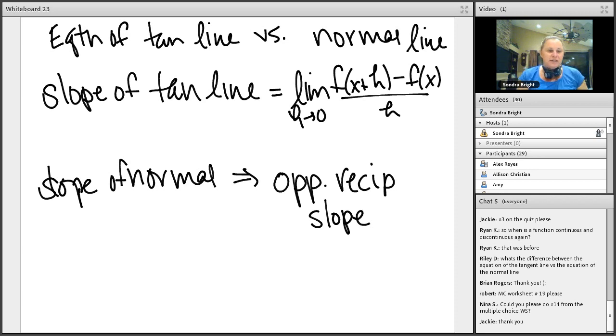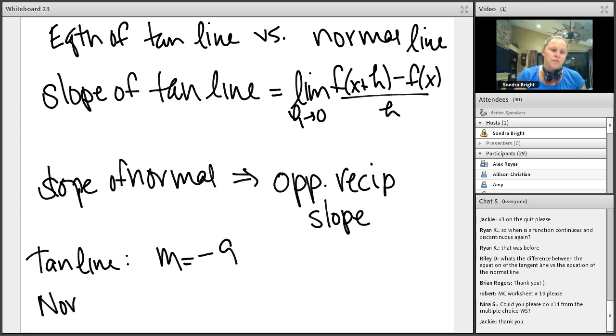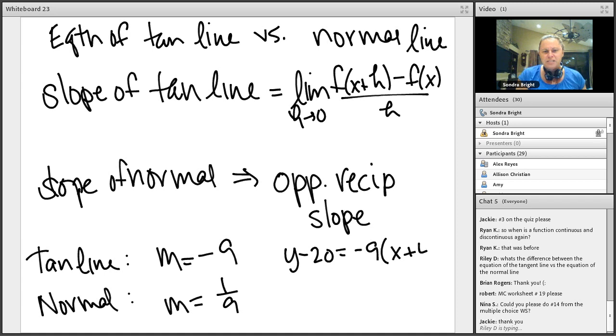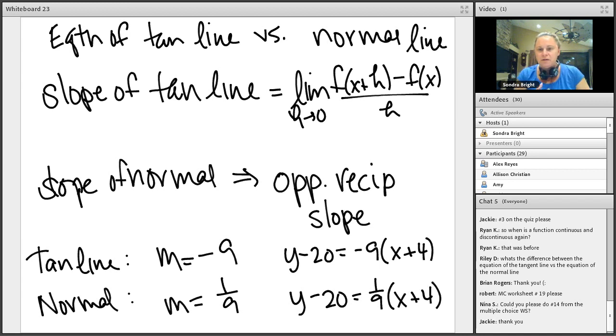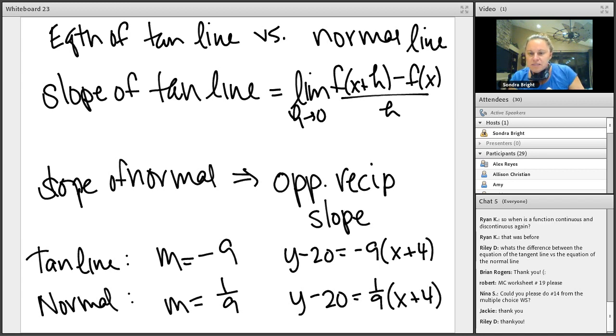from the tangent line. The last one I did, when I found the equation of the tangent line, the slope was -9, I think. And so then for the normal line, the slope is +1/9. I don't remember the exact points, but it was like y minus 20 equals -9 times x plus 4. This one will be y minus 20, same point, because we're still talking about the same x value, equals 1/9 times x plus 4. There's your difference between the equation of the normal versus the equation of the tangent.